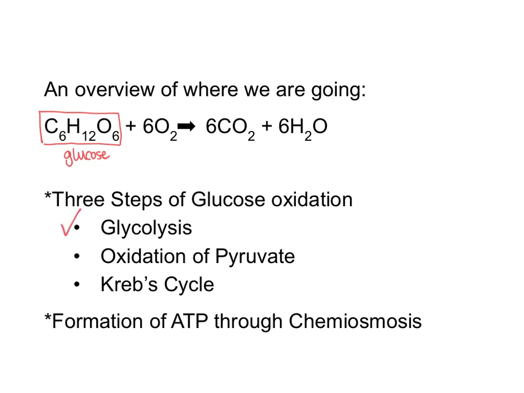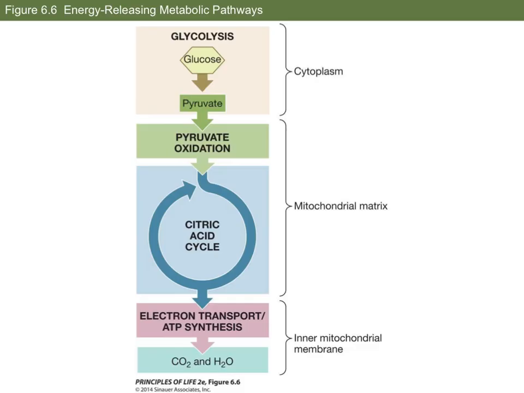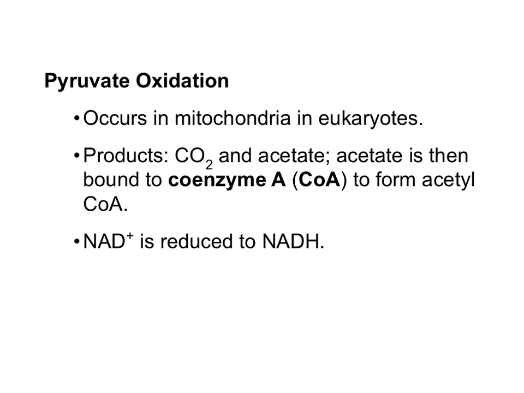The next step in this series of reactions, these biochemical pathways, is a process known as the oxidation of pyruvate. So we started with glycolysis, which occurs in the cytoplasm of all cells on Earth. That glucose is broken down into pyruvate. Now, with oxygen present, we're going to move on to the next step, which is the oxidation of that pyruvate. And this is where your mitochondria will take part. So the pyruvate is moved into the mitochondria in eukaryotic cells.